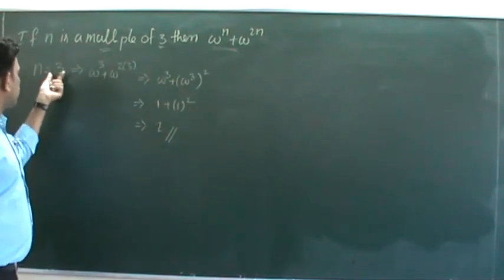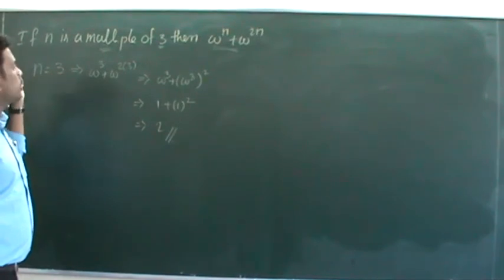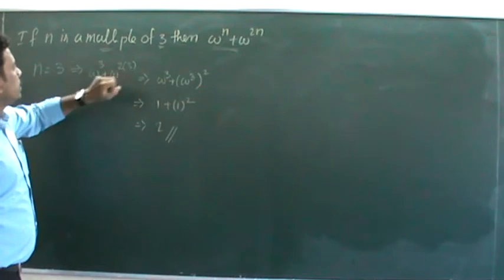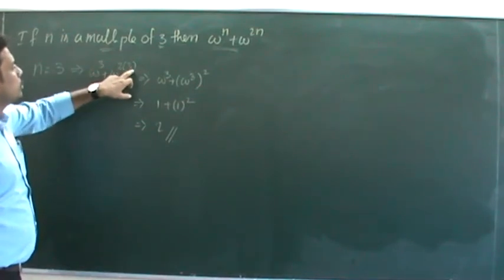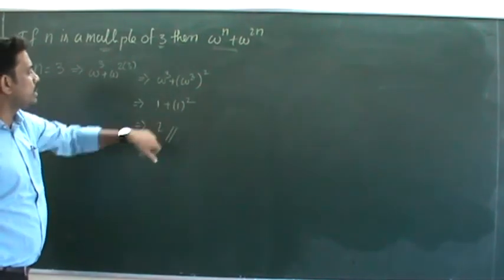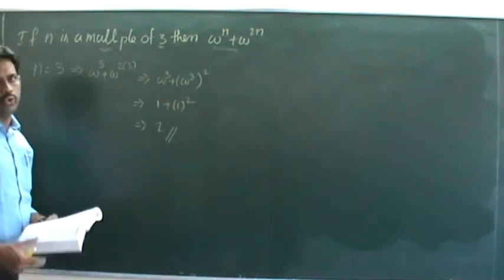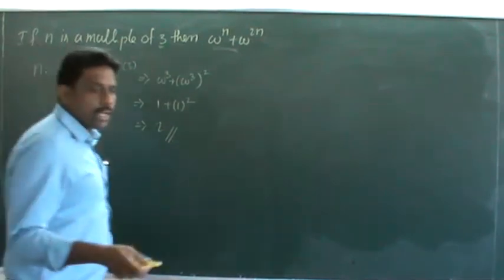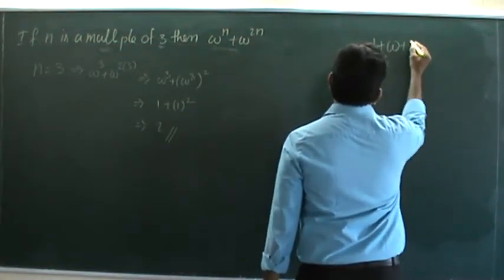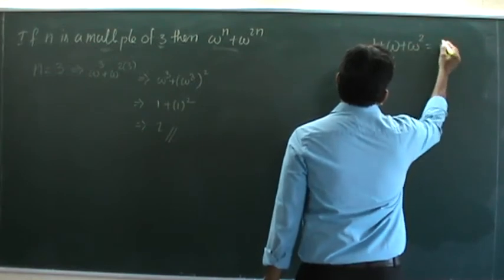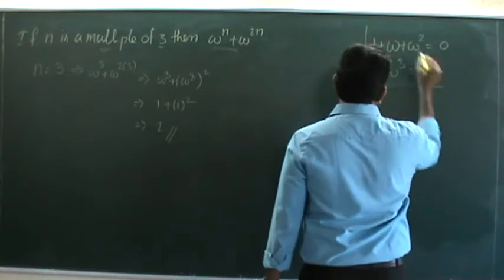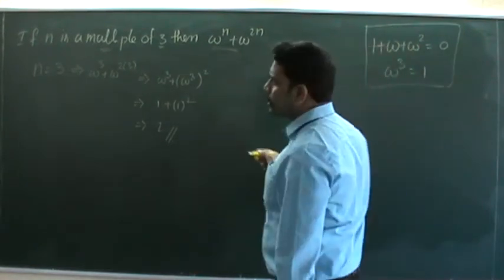So if n is a multiple of 3, means the 3 table, n equal to 3, n equal to 6, n equal to 9, like that you have to take. Suppose if you take n equal to 3, in the place of n if you put the 3, then omega cube is omega cube whole square. Omega cube is 1 square, means 1 plus 1 is nothing but 2. So this is the answer. Once again, for your purpose I am writing here the cubic root of unity: 1 plus omega square equal to 0 and omega cube value is 1. These I am going to use.